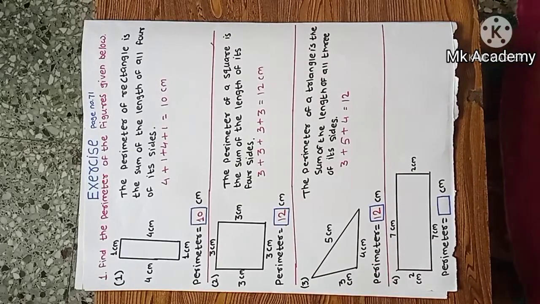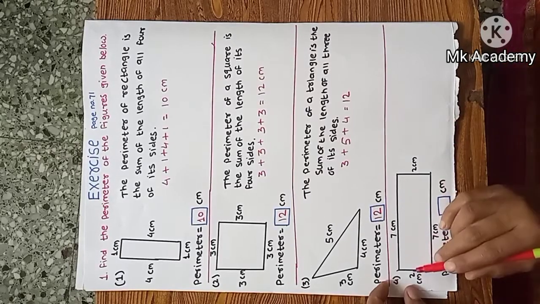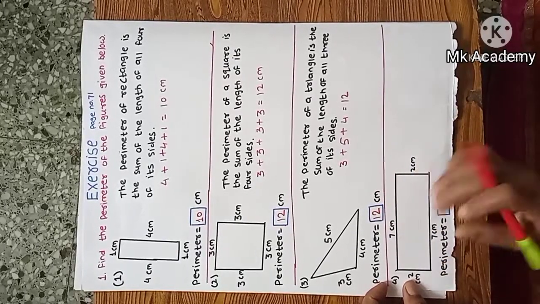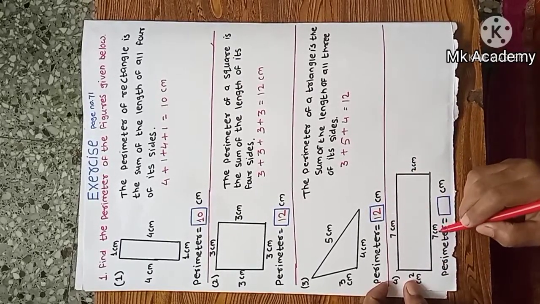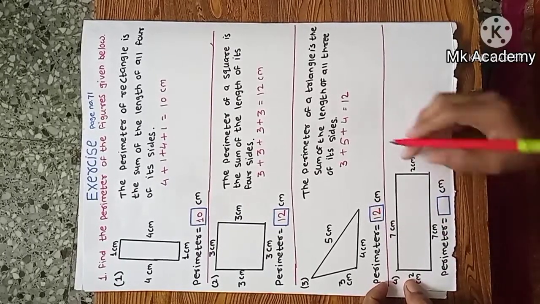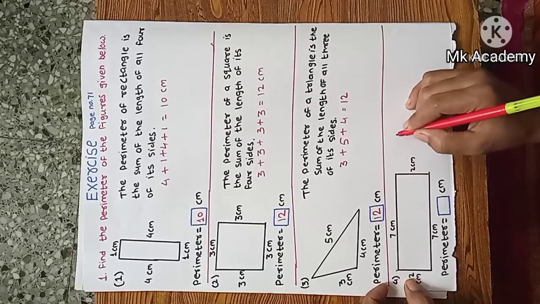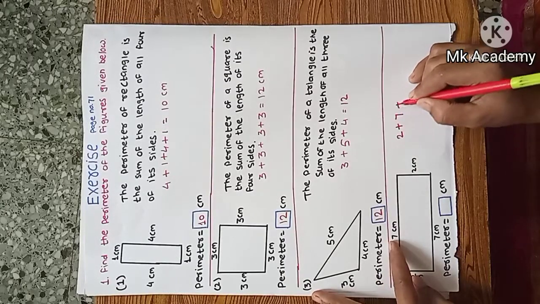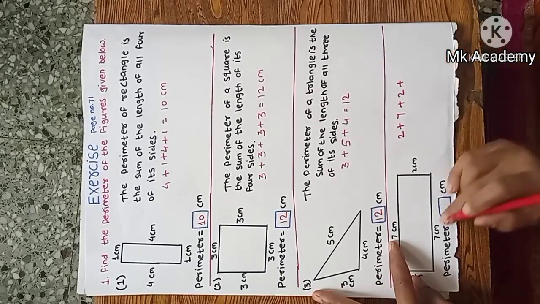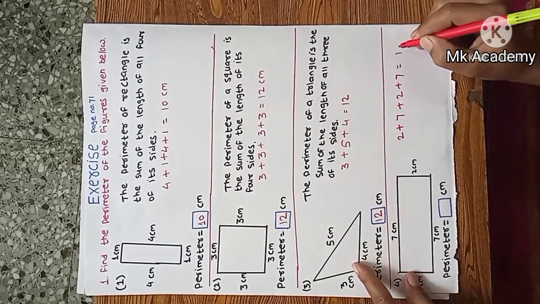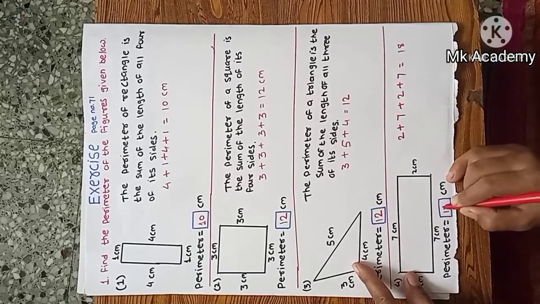Now next figure. This figure is a rectangle because opposite sides are equal. See this is 7 centimeter, this is also 7 centimeter, this is 2 centimeter, this is also 2 centimeter. Therefore the perimeter of this rectangle is the sum of these 4 sides. 2 plus 7 plus 2 plus 7 is equal to 18 centimeter.